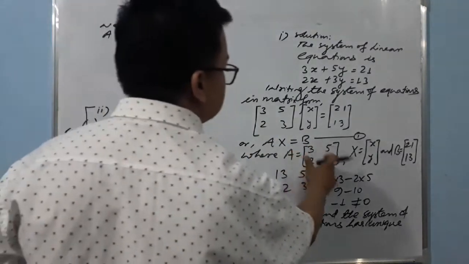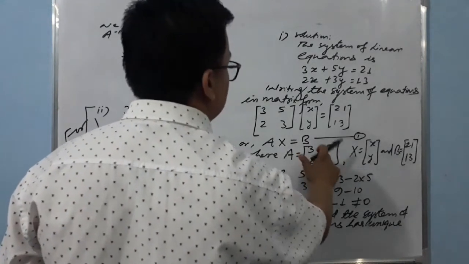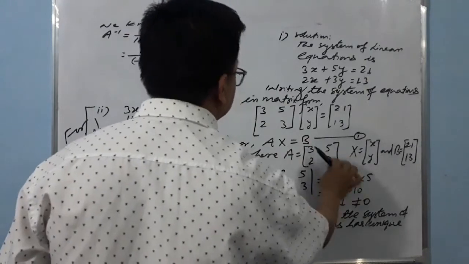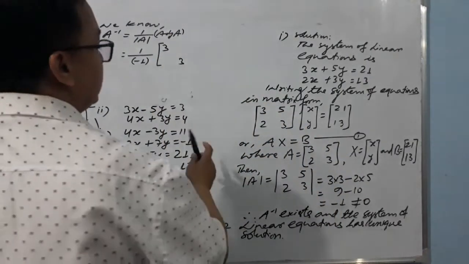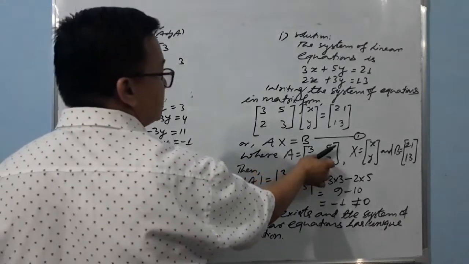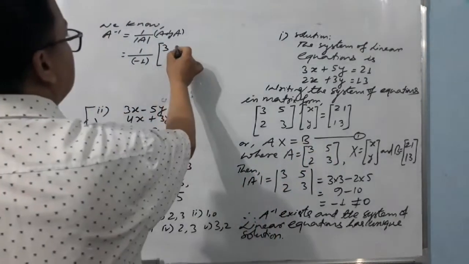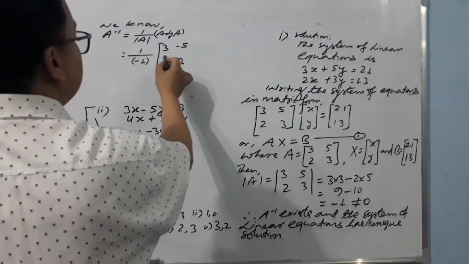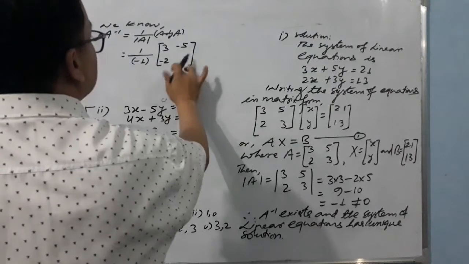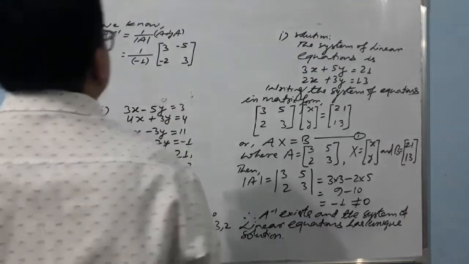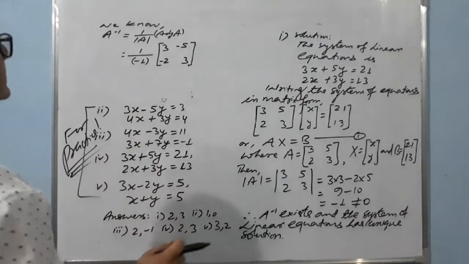you can just interchange the positions of the elements of the main diagonal. Here both are 3, so 3 3, and you will change the sign of the elements of the secondary diagonal. Here plus 5 means minus 5, and 2 will become minus 2, right? And 3. Either you can multiply this time or later, it doesn't matter.